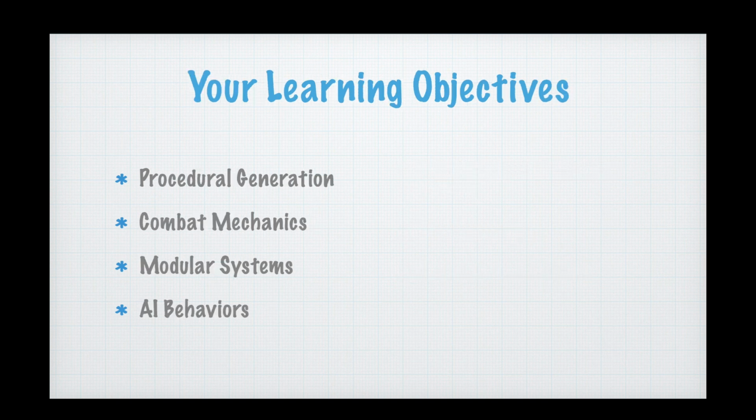By the end of this course, you should understand the fundamentals of procedural generation and how to implement it. You should have learned how to design and code game mechanics for movement, combat, and progression, as well as gained experience integrating modular systems such as health, inventory, and item spawning.